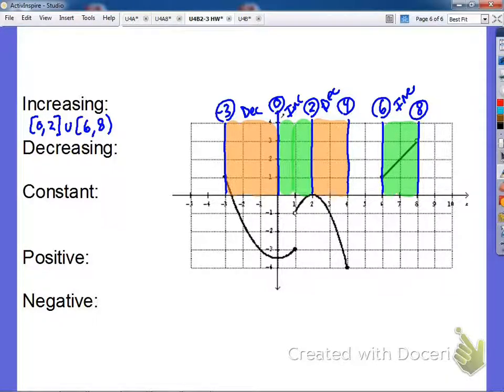And once again, I don't care about brackets or parentheses here. It doesn't concern us. I use brackets everywhere except for this spot personally, but this is not an issue that even matters. So decreasing, where's the graph decreasing? It's decreasing from -3 to 0, unioned with the other decreasing interval from 2 to 4.